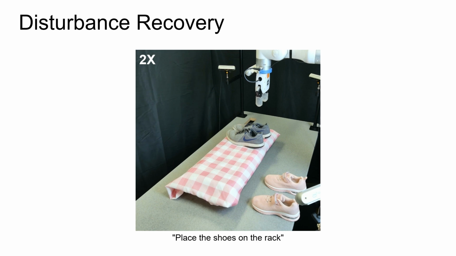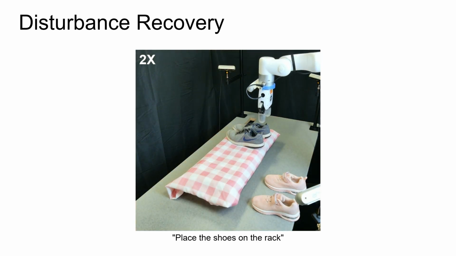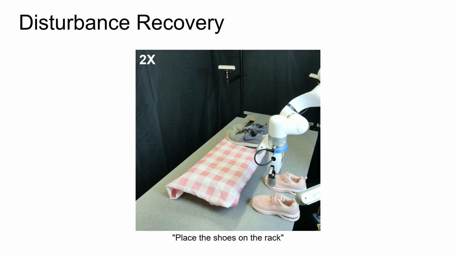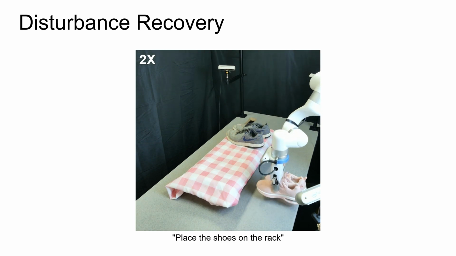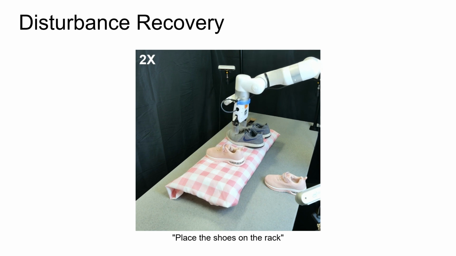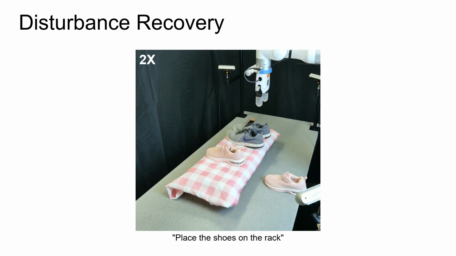After the robot places the right shoe, a human moves it back to the table. Despite this change, the robot successfully adapts by continuing to place the right shoe on the right side, even though it is now positioned on the left. Subsequently, the robot proceeds to place the left shoe as intended.